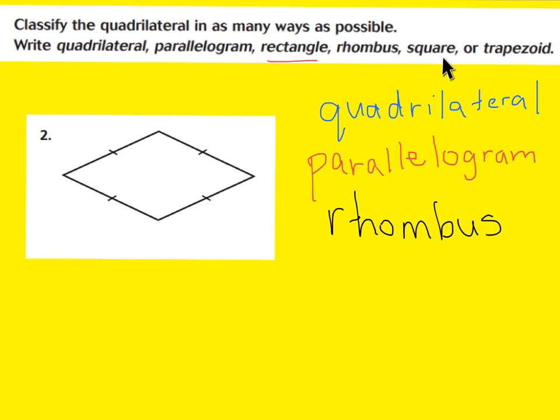Now we cannot classify this as a square because to be a square, you must have 4 right angles, and these are not right angles, even though all my sides are the same length. For a trapezoid, it must have only 1 set of parallel lines, and as you can see, we have 2 sets of parallel lines. So for this polygon for number 2, there are only 3 things that you need to have written down: quadrilateral, parallelogram, and rhombus.